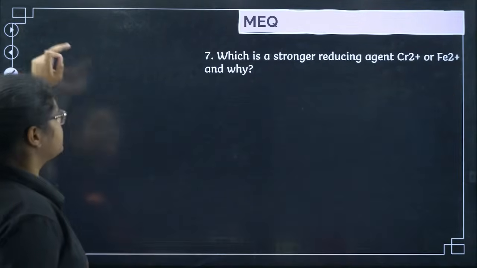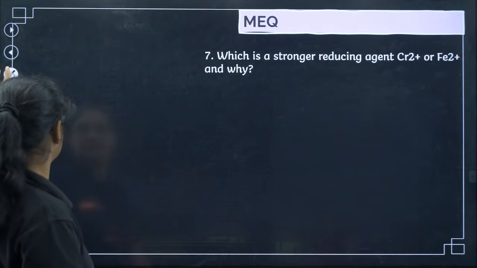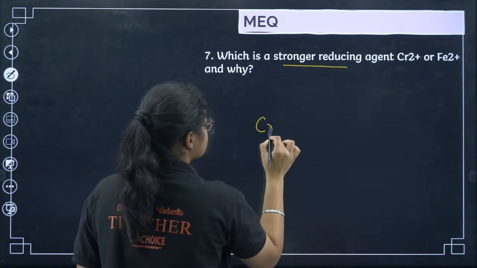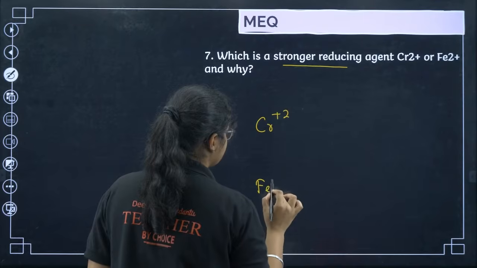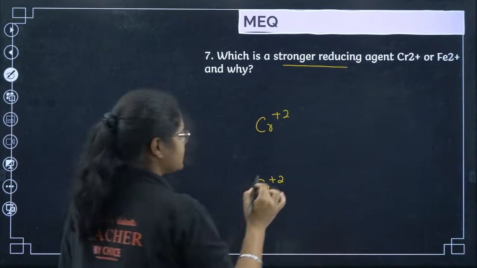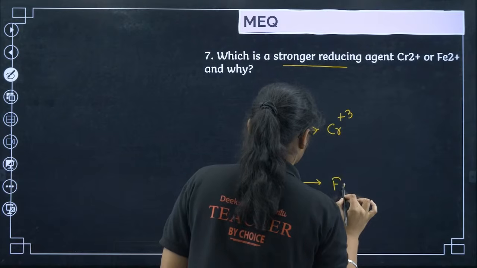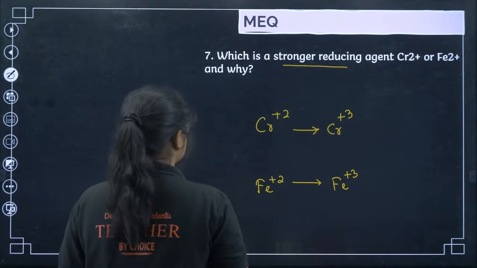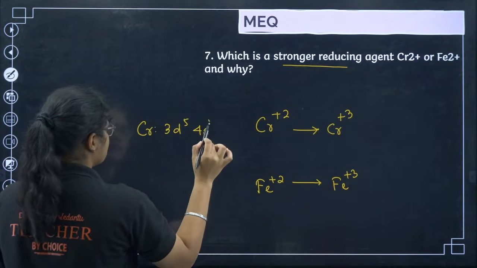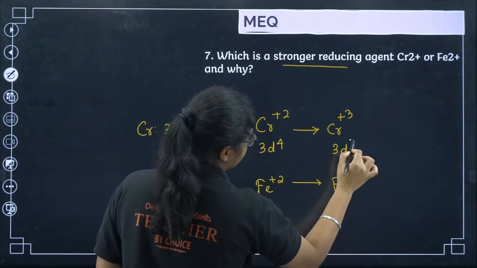Next, which is a stronger reducing agent, Cr2+ or Fe2+, and why? Again, let me explain this answer first. You have Cr2+ and Fe2+. Reducing agent means it will reduce others, itself it will get oxidized. So Cr2+ will get converted to Cr3+ and Fe2+ will get converted to Fe3+. Cr configuration is 3d5 4s1. So Cr2+ has 3d4 configuration and Cr3+ has 3d3 configuration.